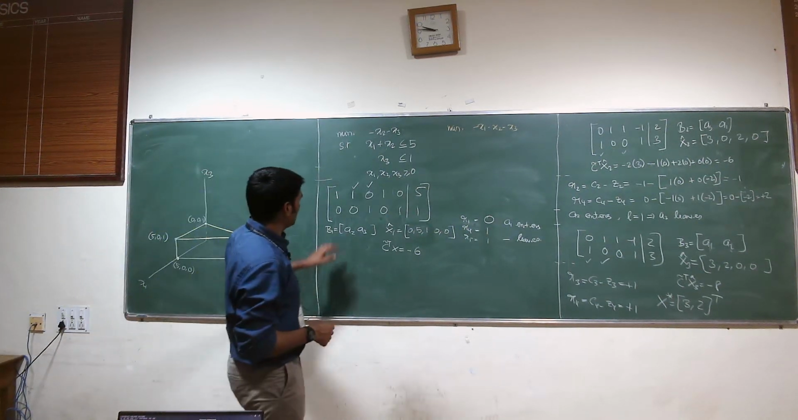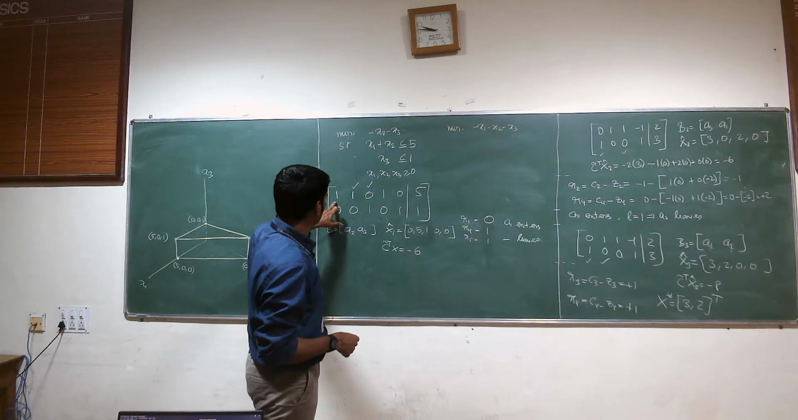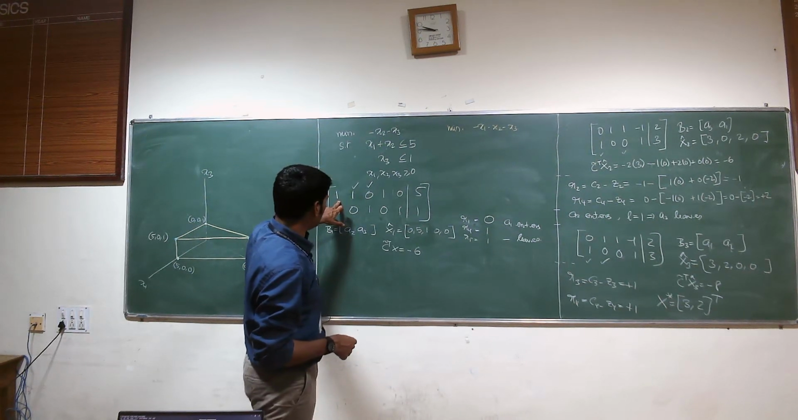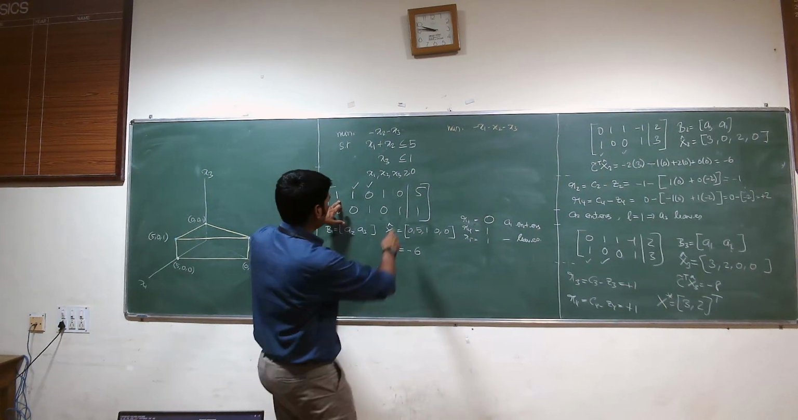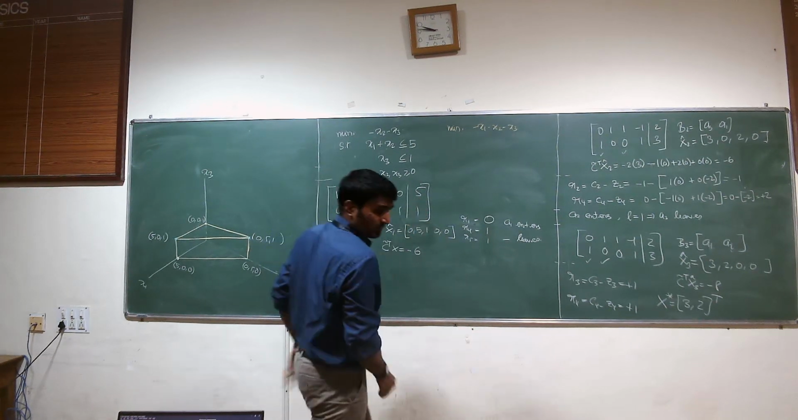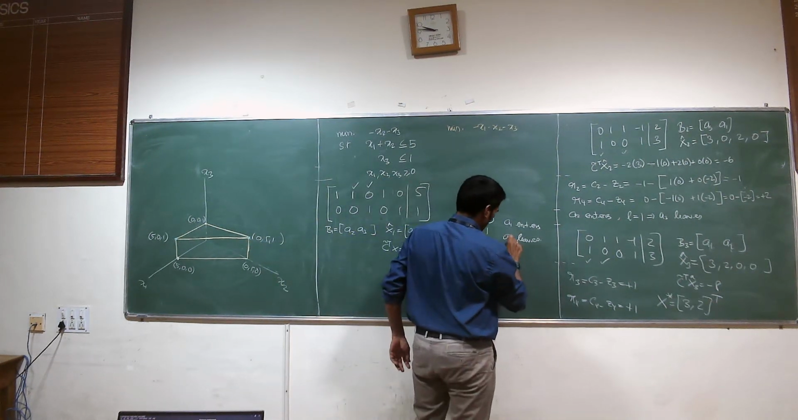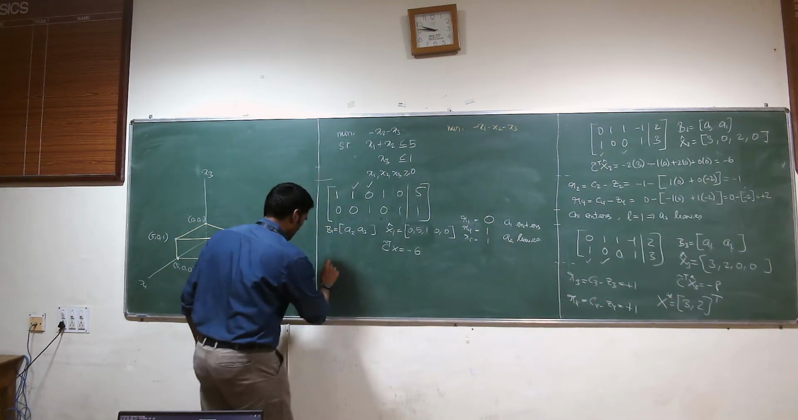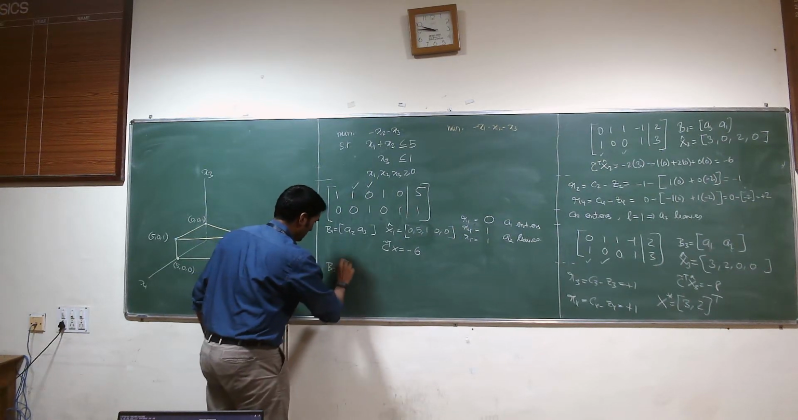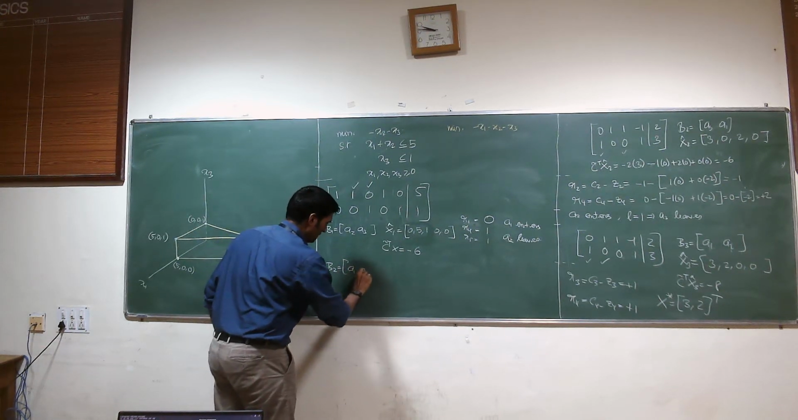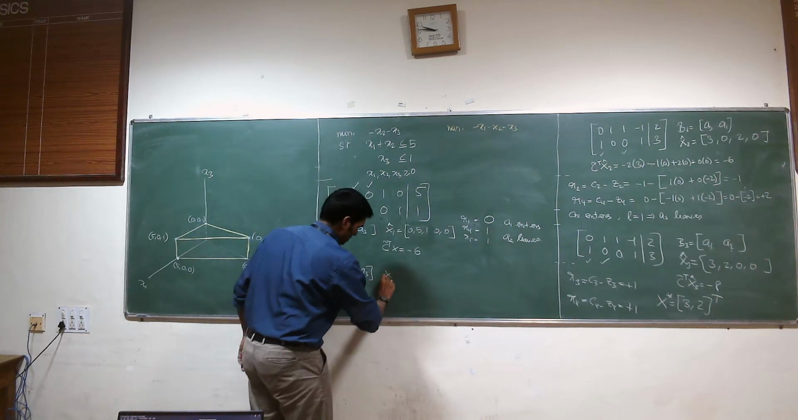A2. Why is it A2? A1 enters. So this will be 5. Yeah, you're right. Fine. So now A1, A3. What is X2 cap?